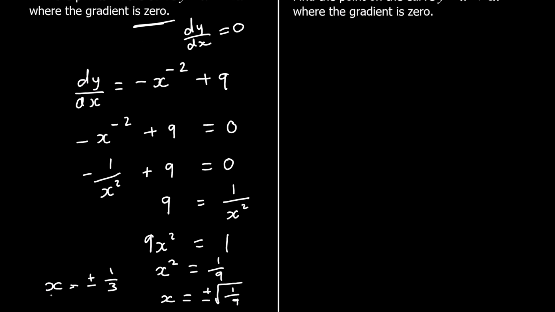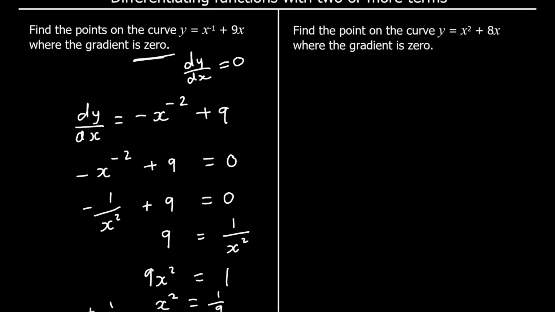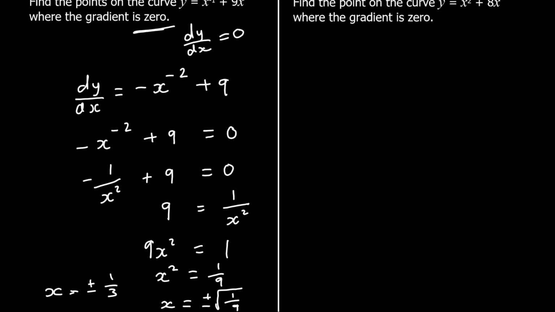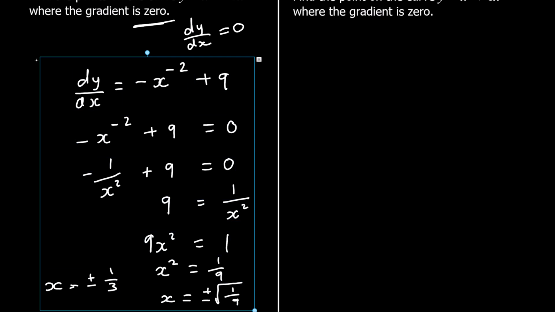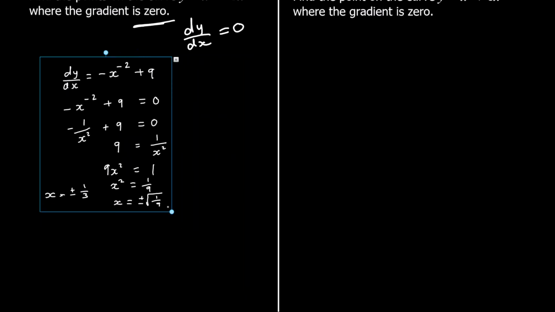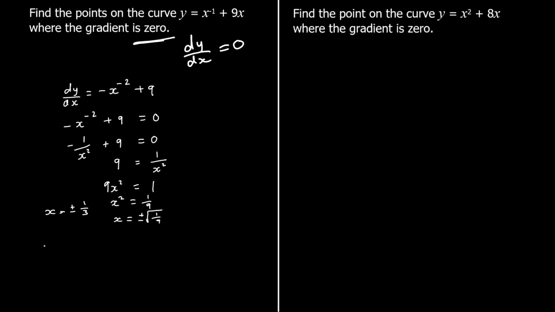So they're the x coordinates, 1/3 and minus a third. If we want the y coordinates as well, which I think we do, find the points on the curve. So y is a third to the power of -1 plus 9 times a third. A third to the power of -1 is 3. 9 times a third is also 3. So y would be 6.